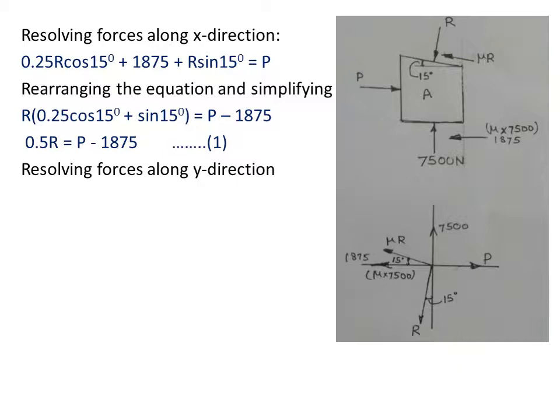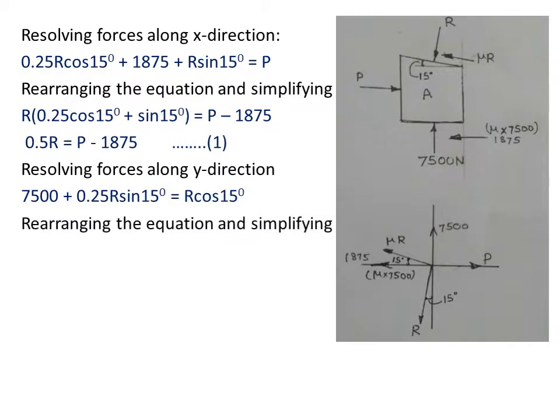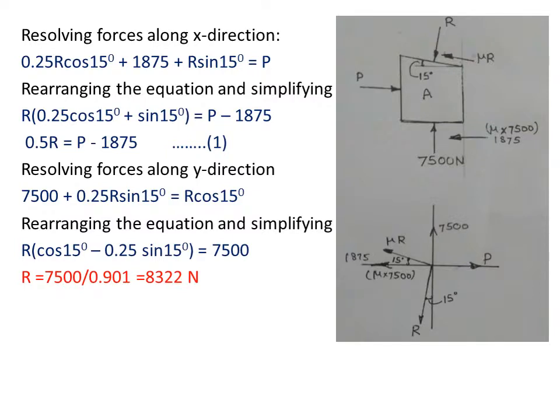Now resolving forces along the y direction. Upward forces equal to downward forces. 7,500 plus 0.25 R sin 15 degrees equal to R cos 15 degrees. Rearranging the equation and simplifying, R into (cos 15 degrees minus 0.25 sin 15 degrees) equal to 7,500. If you simplify, we'll get the value of R. R is equal to 8322 newtons.